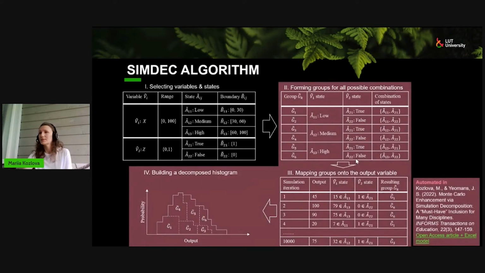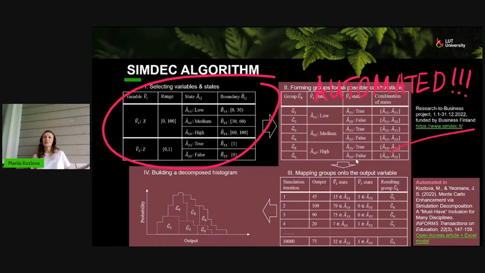So for the convenience, we have automated steps 2 to 4 in an Excel model that is freely available by the link. And now, within the Research to Business project, we are also automating the choosing of which variables to use for decomposition. With that addition, SimDec becomes a truly powerful tool to instantly understand the behavior of any model, because it takes into account the most influential factors. It shows how they interact, if they do, and how they influence the outcome in the big picture.